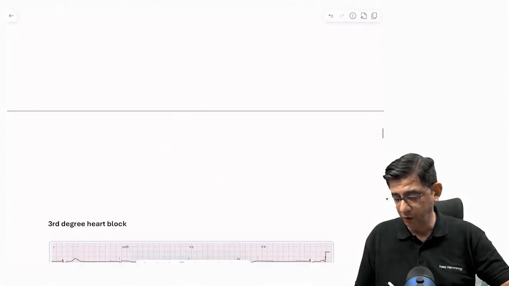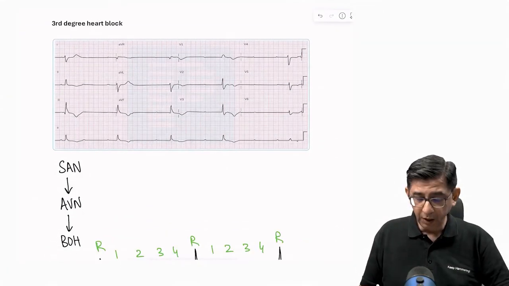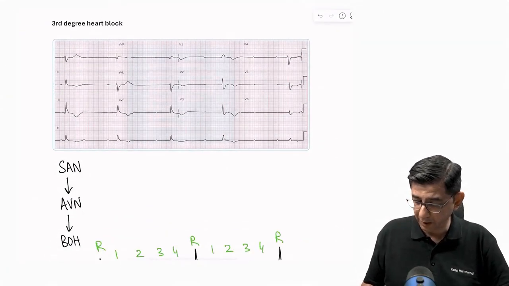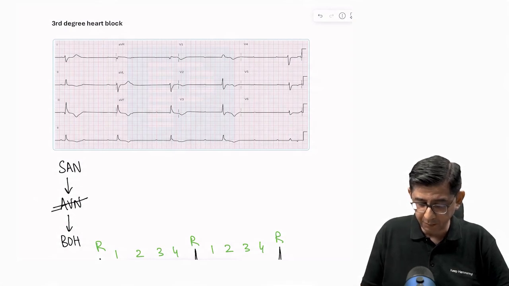And now I will talk about what is called a third-degree heart block. In third-degree heart block, what basically happens is that the AV node is damaged.